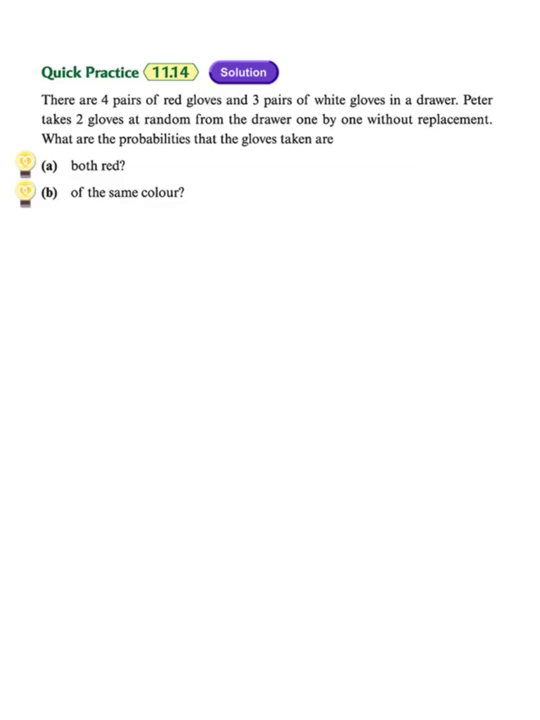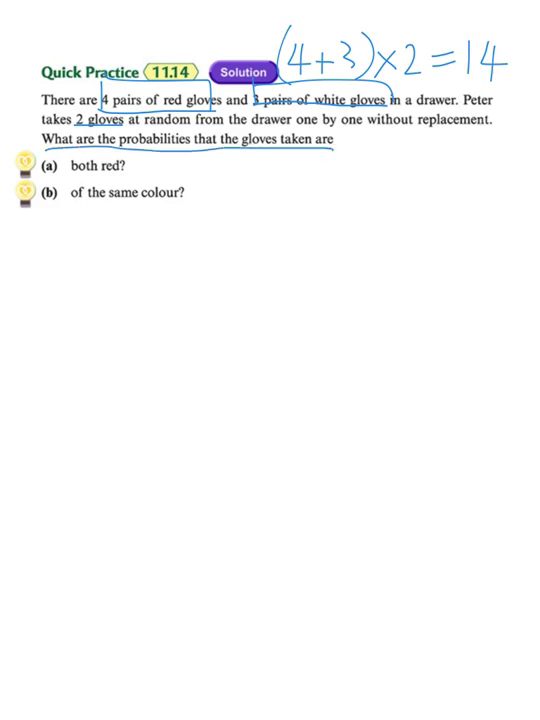QP14. There are 4 pairs of red gloves and 3 pairs of white gloves in a drawer. Peter takes 2 gloves. So the total number of gloves is 4 plus 3 times 2, because each is a pair, so 14 gloves. He takes them at random from the drawer one by one without replacement. What is the probability that the gloves taken are both red?